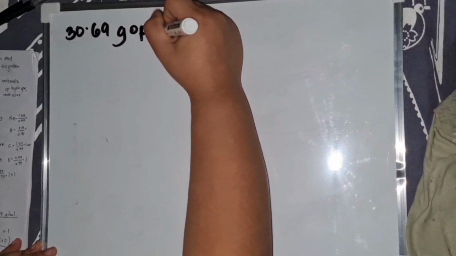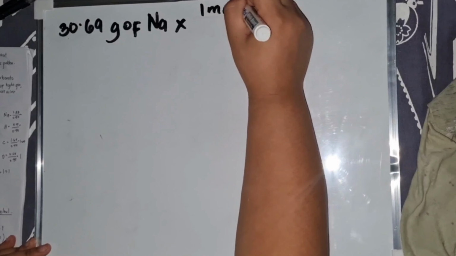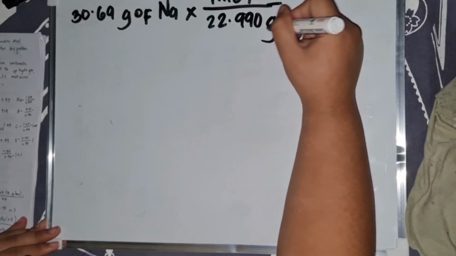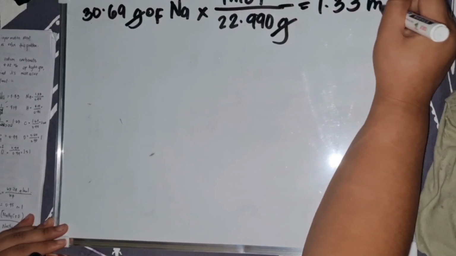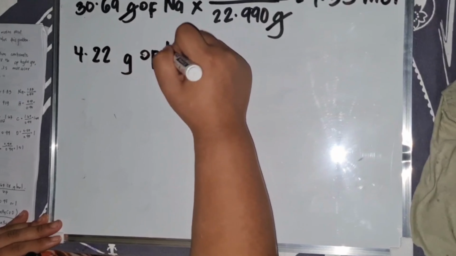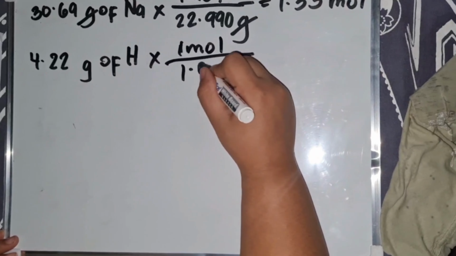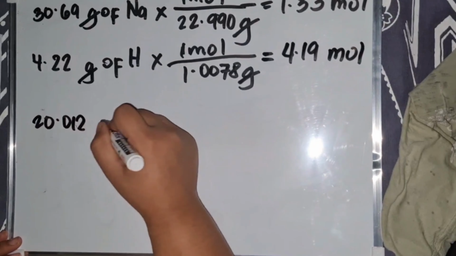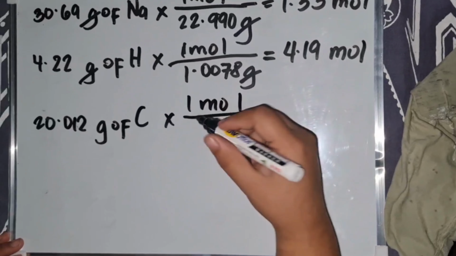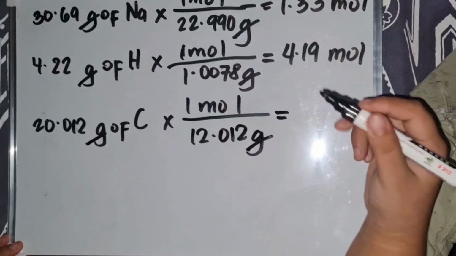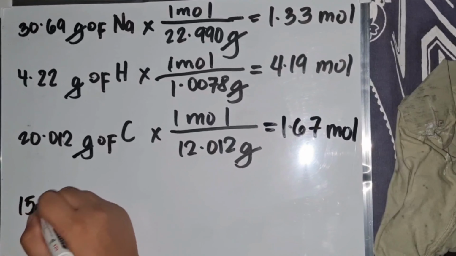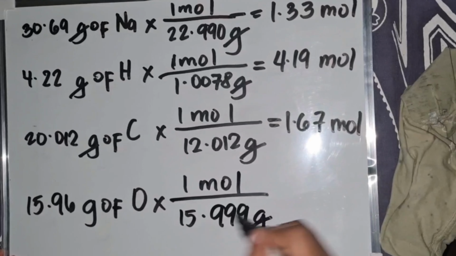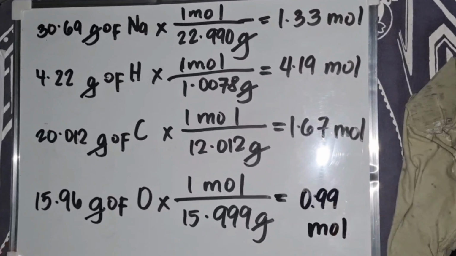Next step would be to convert the grams of every element to moles. 30.69 grams of sodium should be multiplied by 1 mole over its atomic weight, 22.990 grams. Canceling the grams will give us 1.33 moles. 4.22 grams of hydrogen multiplied by 1 mole over its atomic weight, 1.0078 grams, gives us 4.19 moles. 20.012 grams of carbon multiplied by 1 mole over its atomic weight, 12.012 grams, gives us 1.67 moles. And 15.96 grams of oxygen multiplied by 1 mole over its atomic weight, 15.999 grams, gives us 0.99 moles.